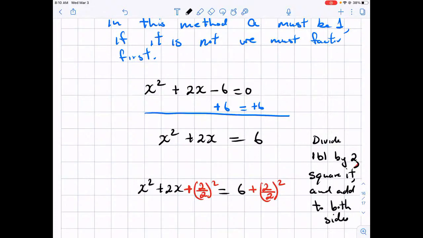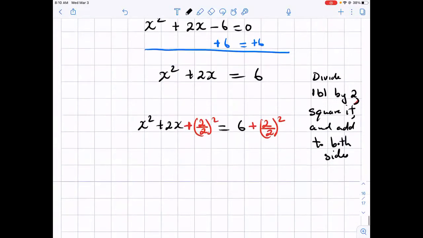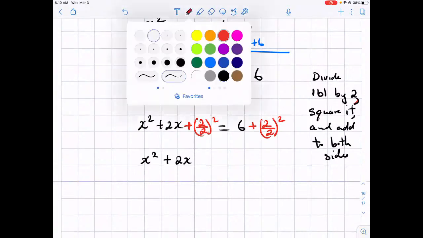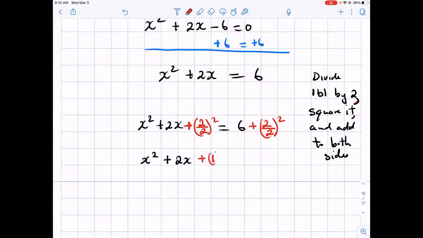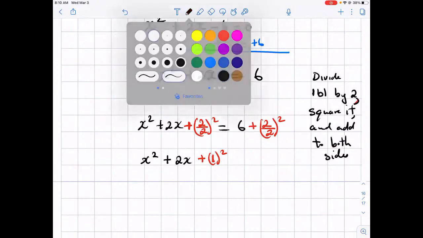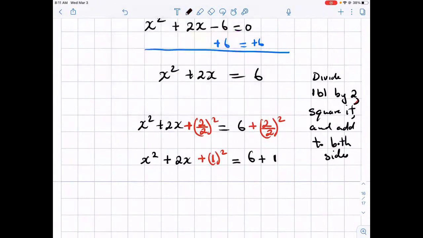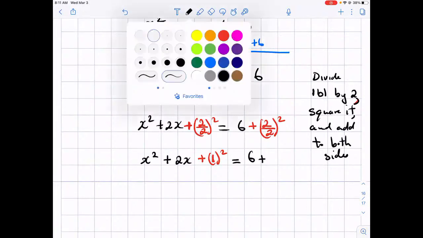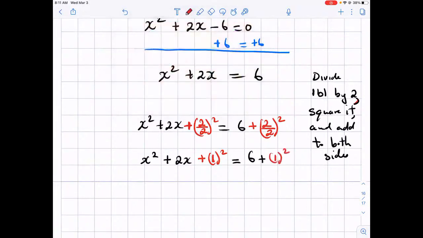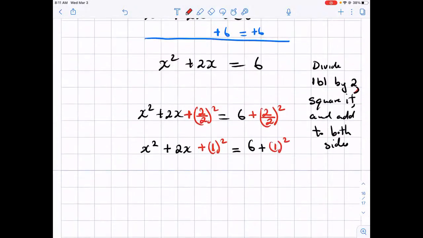So by doing this, we now have x squared plus 2x plus, 2 divided by 2 is 1, and I'm not going to write 1. I'll leave the square there, and that's equal to 6 plus 1 squared, in red. Okay, so that's what we have so far.